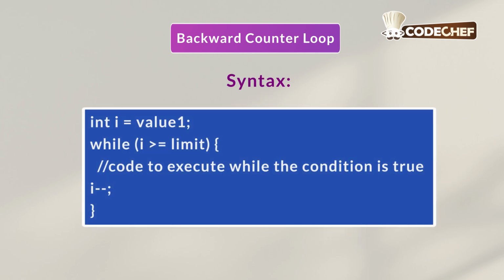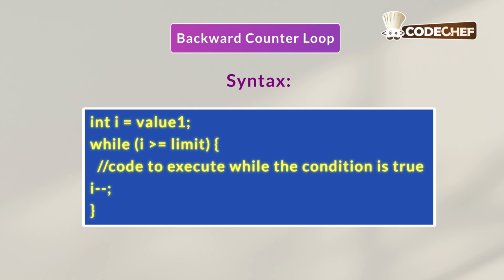Let us have a look at the syntax. int i = value1; then while i >= limit, the compiler will get inside the while loop and the code which is written inside the while loop will be executed. After that, i--; which means the value of i will be decreased by 1. Then the while loop ends.